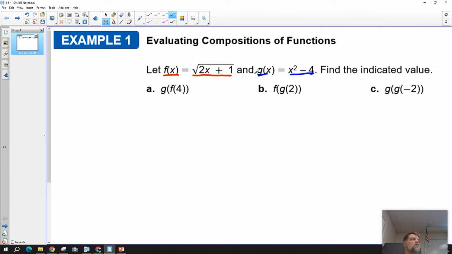So these rules only apply if they have the same variable. It would be silly to plug in t for x. Does that make sense? So when they say g of f of 4, what they really mean is, I'm going to do f first. They're saying g of f of 4.